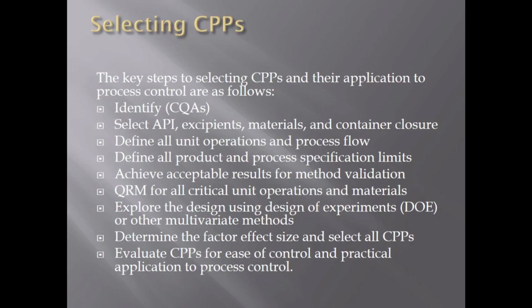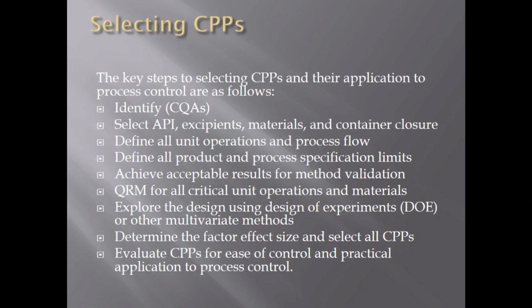Define all product and process specification limits. Specification limits for the product and its process must be defined to protect your CQAs of the drug substance and your drug product. Specification limits will form a key basis for CPP determination. Specification limits are primarily defined for product control rather than for process control, but they're still very important to assess as part of your QRM, quality risk management process.